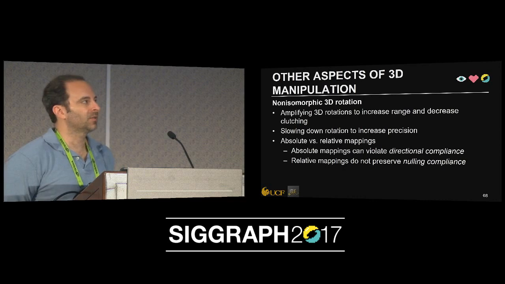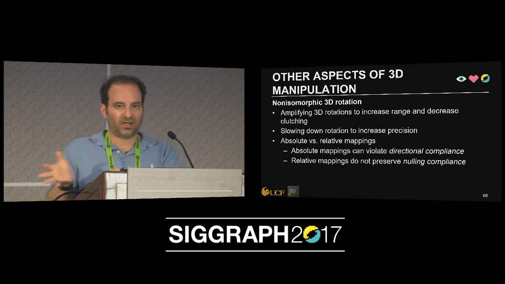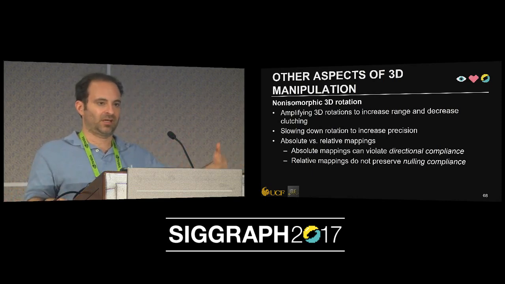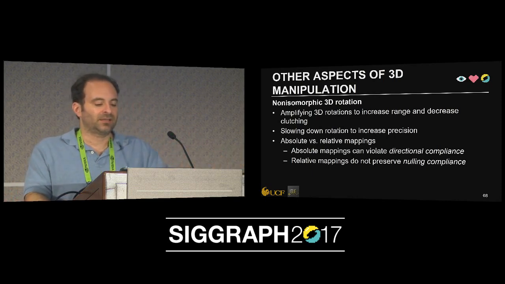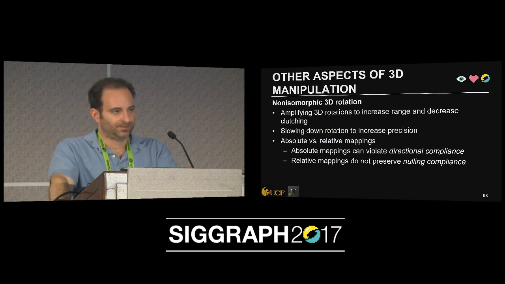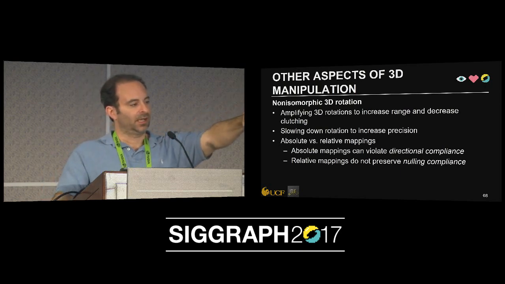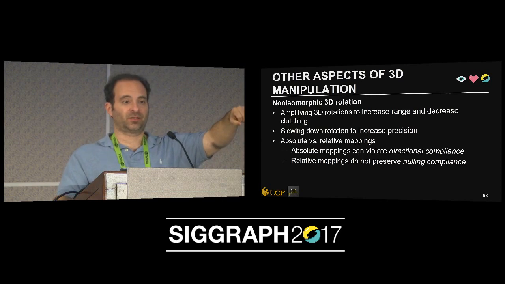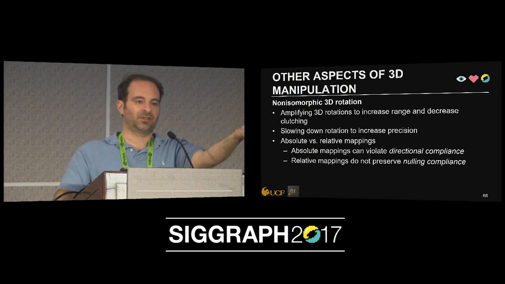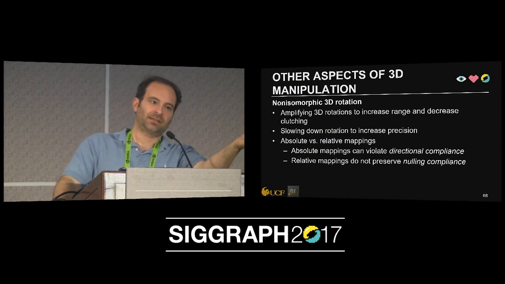All right, so we talked about non-isomorphism, and we've been talking about the trade-off you have between isomorphism and non-isomorphism. And we talk about non-isomorphic rotation a little bit because it's very important. And here's why. I take my hand, and let's say I want to rotate an object 360 degrees, and I want to use direct manipulation. All right, I rotate my hand like this. That's 180 degrees. Now, I could keep going, but as you can see, I can't.